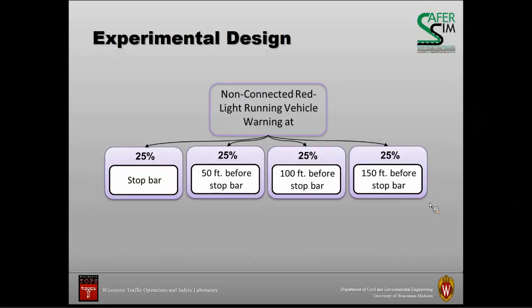So we had participants placed into a control group and treatment groups. The control group received the warning system at the stop bar, while the participants in the treatment groups received the warning at 50, 100, or 100 feet before the stop bar pavement marking. And we randomly placed the subjects into each of the 4 groups, and 25% of the subjects were assigned to each category.